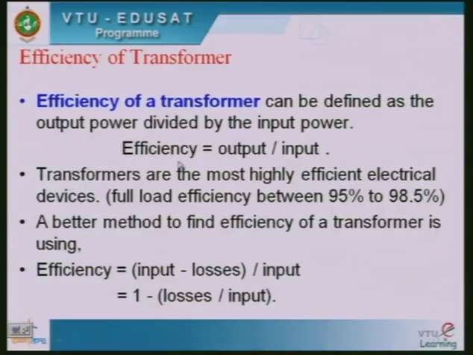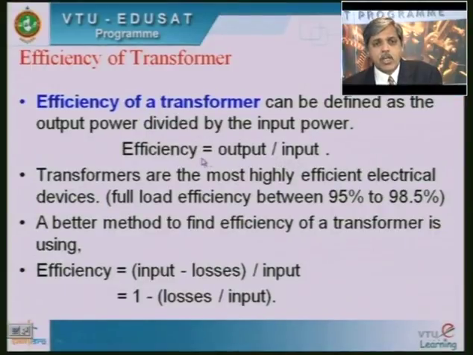Then coming to the efficiency of the transformer, I can always calculate the efficiency by dividing the output of the transformer by the input. Output divided by input is the efficiency for a transformer. This is called power efficiency, wherein the output and input are expressed in watts. Transformers are highly efficient electrical devices. Generally the transformer will have an efficiency between 95 and 98.5%.